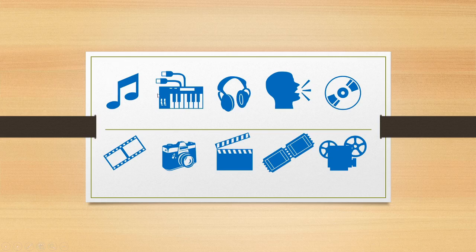So this is a musical note, this is some Casio icon, this is an earphone, this person is, we will say, singing something, this is a CD, and so on and so forth. So these are the icons related to audio and video.